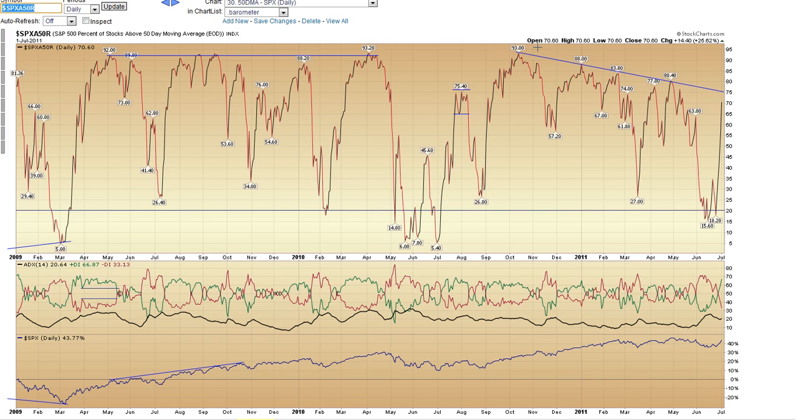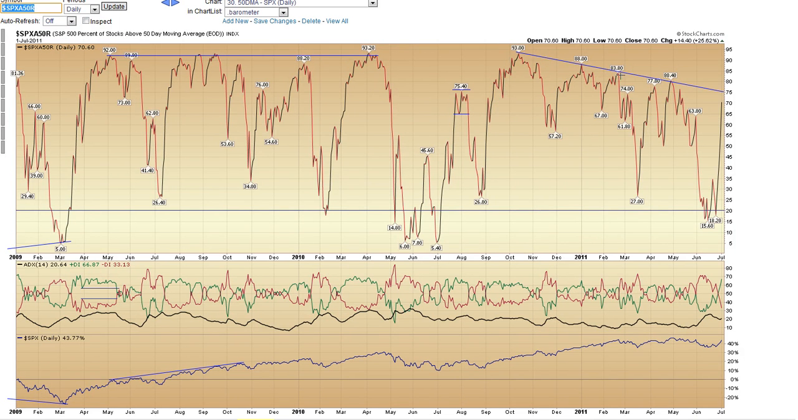So maybe I'm not explaining myself, but here's something I want to point out. Back in October, November, the amount of stocks trading above their 50-day moving average was very high. It was at 93, and we were all the way down here on the S&P. Move forward 3 months, 2011, we're higher on the S&P, but the amount of stocks is lower by 5.